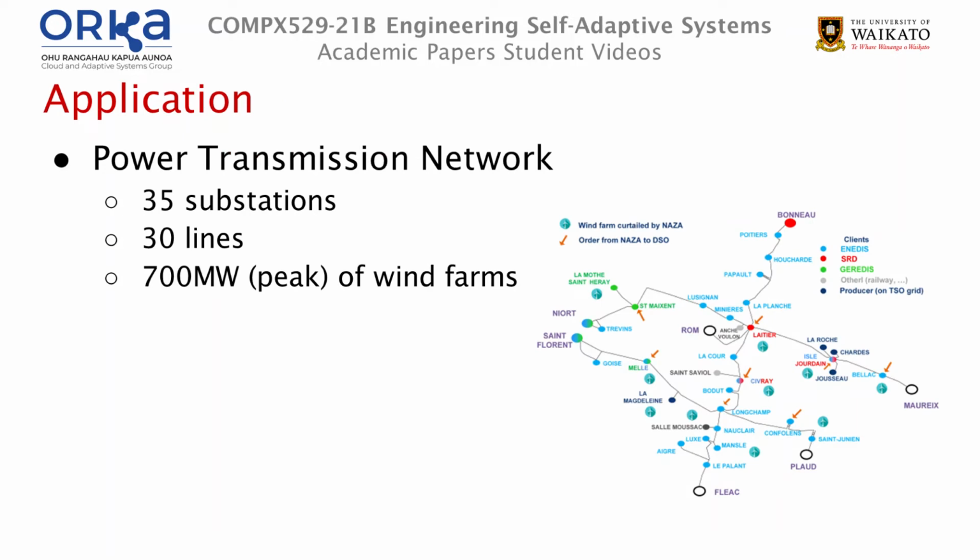The application of the IAS framework within this paper is the control of a renewable energy system containing wind energy farms. This consists of 35 substations, 30 lines, and 700 megawatt peak wind farms.